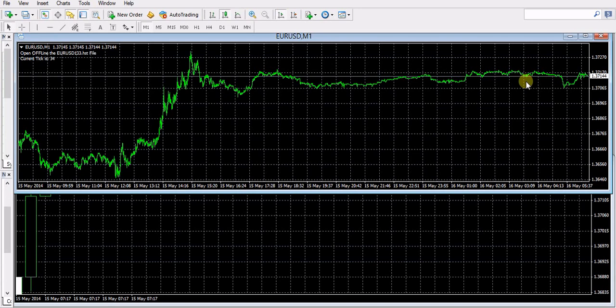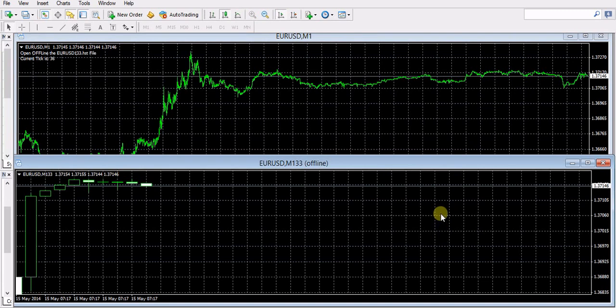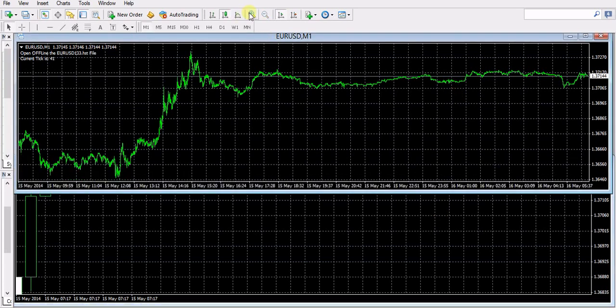Now, the secret here to this method is that we're going to use the 133 tick chart to confirm our trades. So let's get down to business. I'm going to talk briefly about the candlestick formation, just so you understand what you're looking at, and then I'm going to talk about the actual strategy. So let's zoom in here so we can get some details.